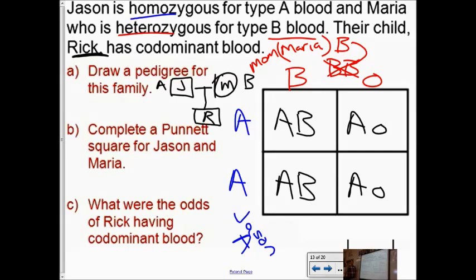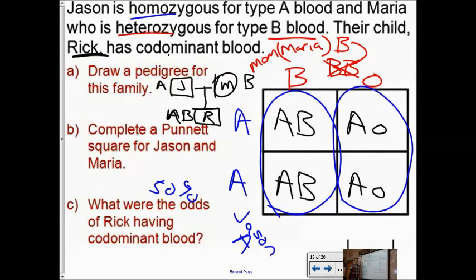What's it going to be? AO. Would that be codominant? You need two big letters for AB. So we already know he's going to be AB, right? Well, what's the chances of him with those two parents getting AB? 100%? No, 50. 50%, right? 50% was AB. The other 50%, what type is that going to be? If the A is dominant, what type is it? It's type A. The A is dominant, it's type A.